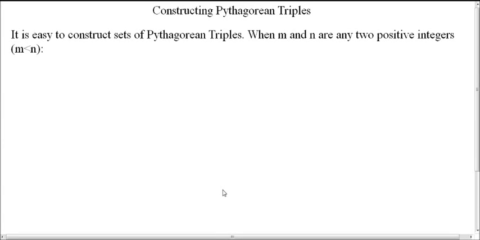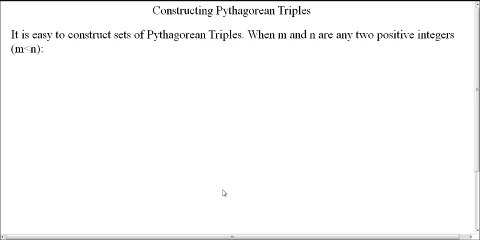Well, let's see, can we take another method and create a few Pythagorean triples? Okay, welcome back to the Pythagorean theorem and the last video on these Pythagorean triples, which I really feel is a good thing to know, but that's my take. Anyway, it is easy to construct these Pythagorean triples when m and n are any two positive integers.